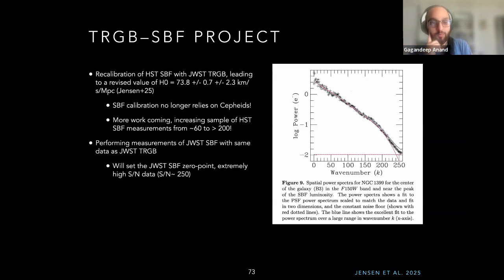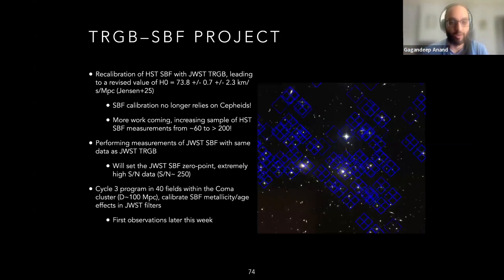We're also, as I mentioned, performing measurements of JWST surface brightness fluctuations with the same data. Because you have to go much fainter to do the TRGB measurements, the SBF measurements are extraordinarily high signal to noise, several hundreds. And so the power spectra that you measure for the surface brightness fluctuations are very clean.